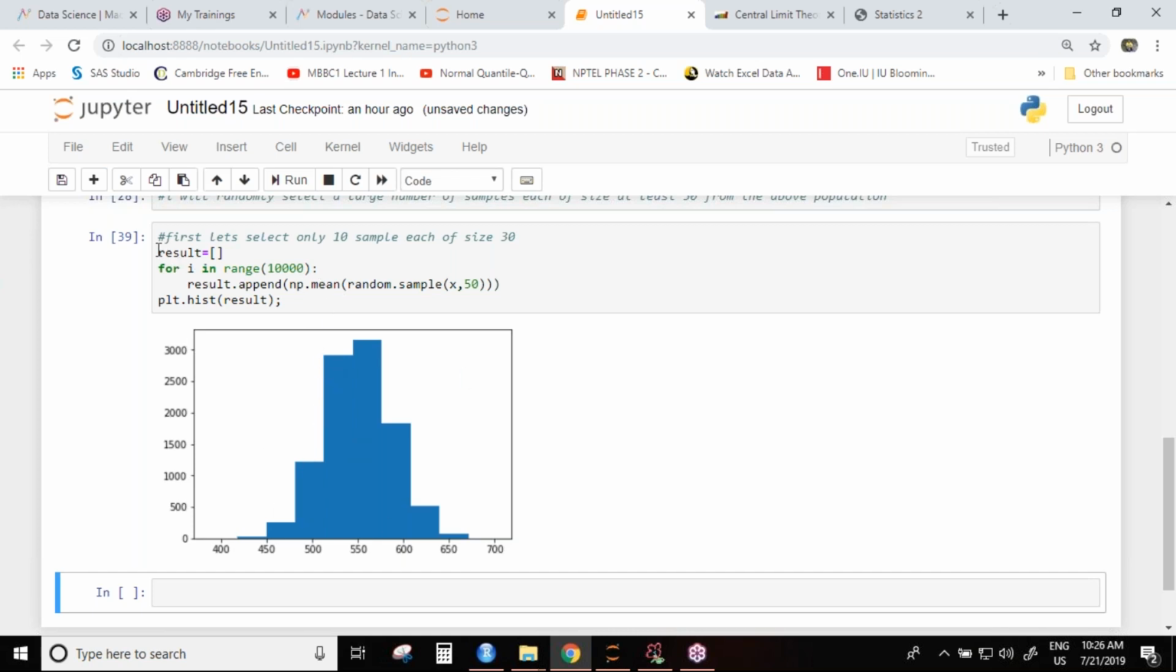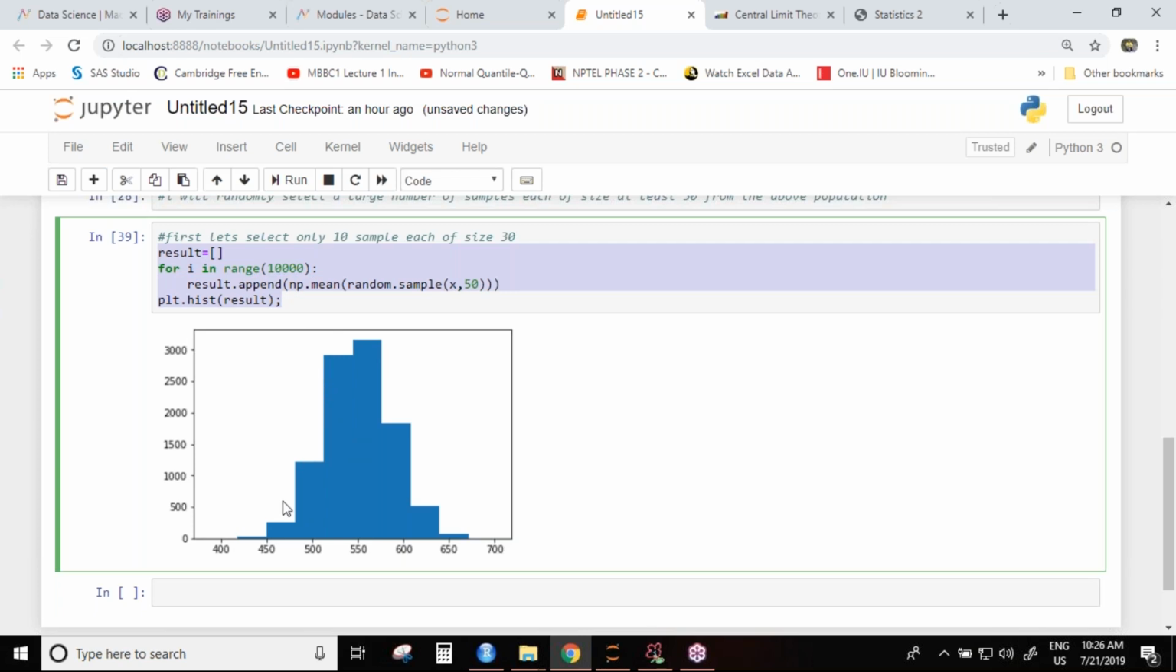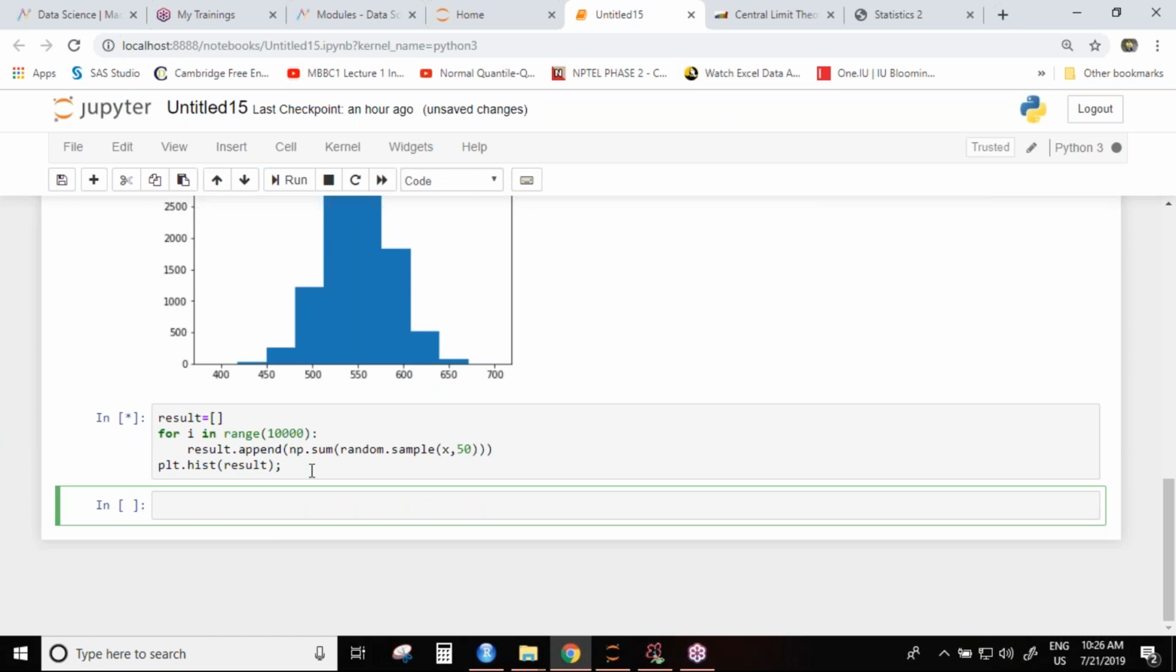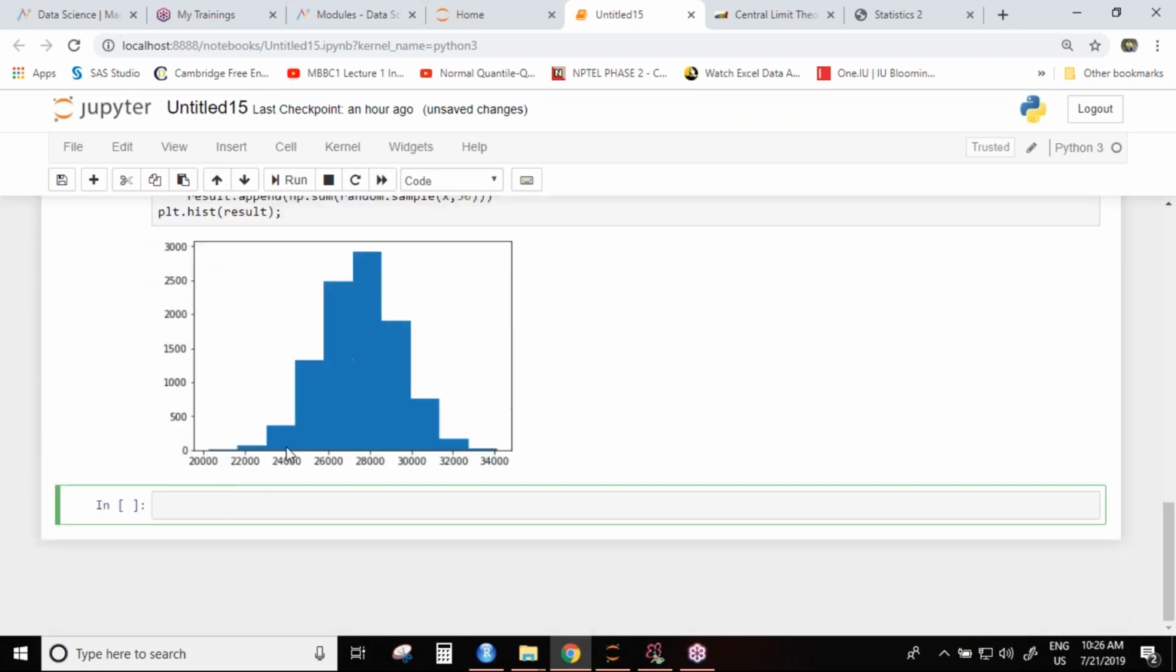Similarly, not only the average, the sum also follows a normal distribution. So if I repeat this for sum, instead of mean, let me write sum here. If I use the np.sum function, even that will follow a normal distribution. So this is the sum. If you see, the sum also follows a normal distribution.